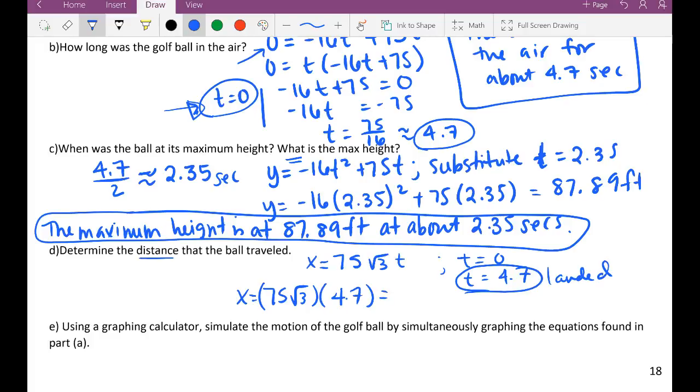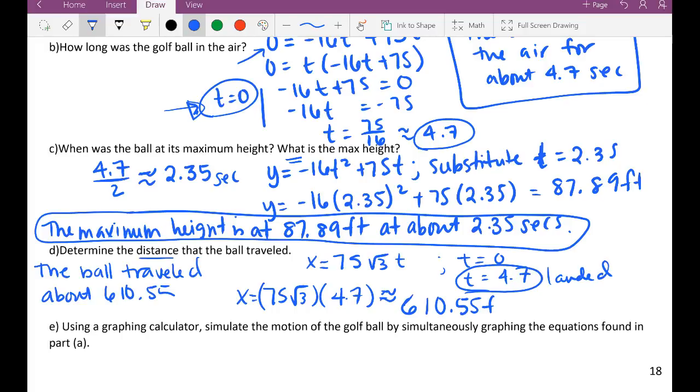So let me see what my friendly calculator has in store for me. 75 times radical 3 times 4.7. My friendly calculator tells me that I have about 610.55 feet. Okay, so the ball traveled about 610.55 feet.